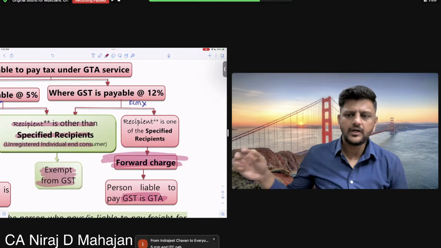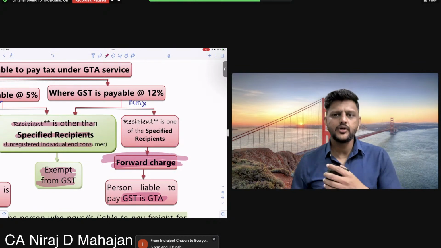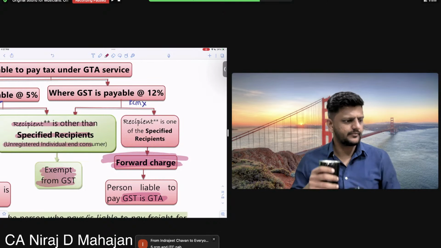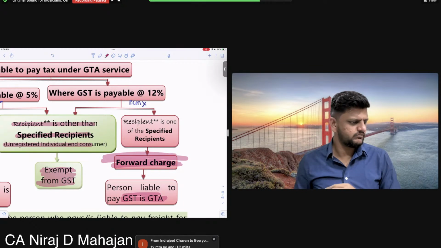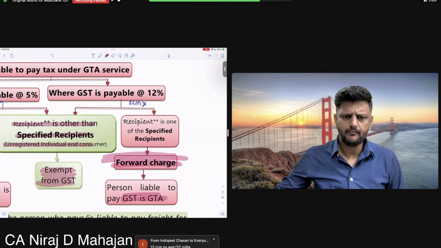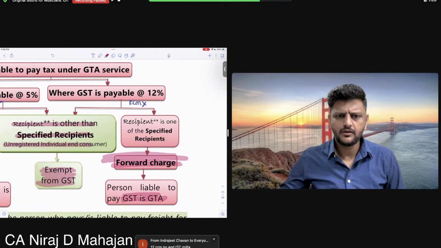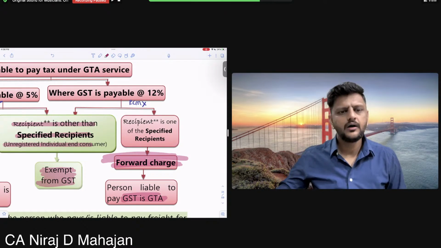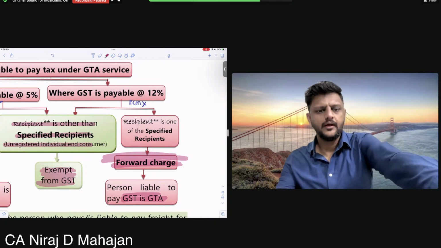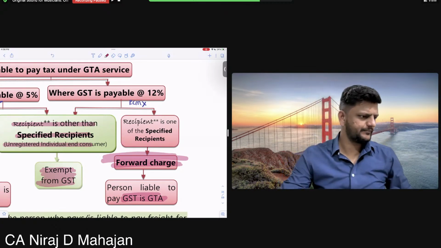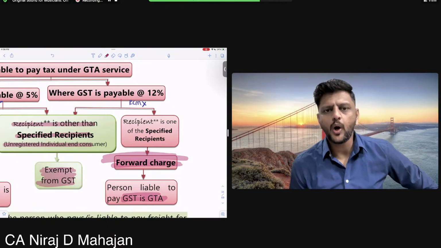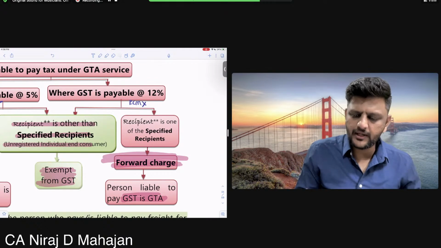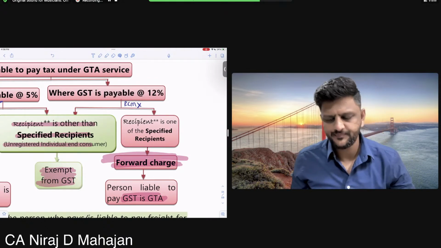5% RCM, ITC नहीं मिलता. हाँ. When we have decided to opt under 12%, then RCM is not applicable and you claim the ITC. Okay?